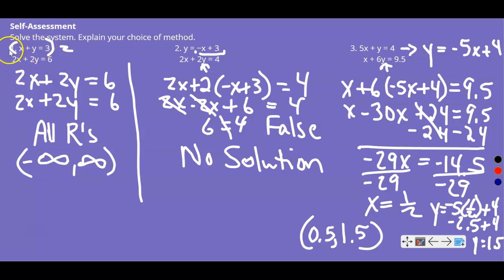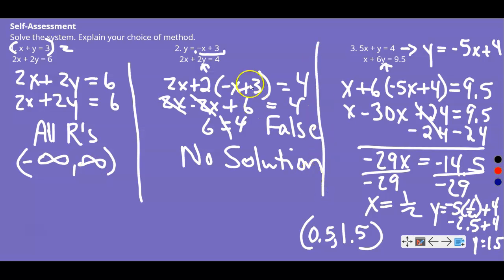So when we multiply the whole equation, both the left and the right side, we get the same equation, which means every point that I plug into these two equations will have the same result. So that means that this one has all real numbers. That also can be written as negative infinity to infinity. That represents your all real numbers solution.